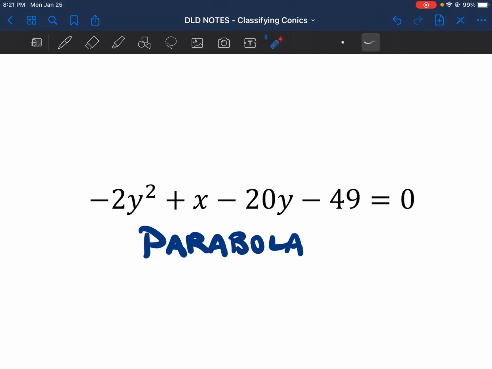And then lastly, there is no a term because there is no x squared, so a is 0. And the b term, the coefficient of y squared, is negative 2. We see that one of a or b is equal to 0, so again, this is a parabola.